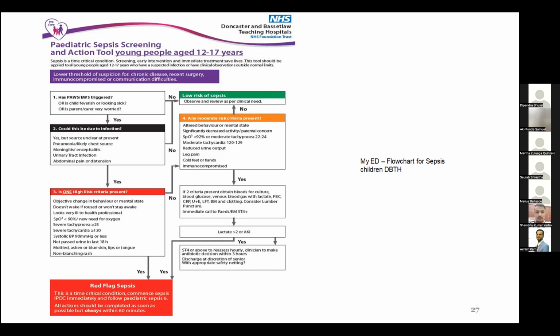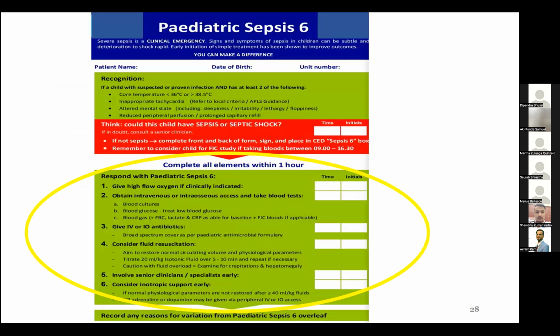So here is the pediatric sepsis 6. It should be completed within 1 hour. The difference here is to consider inotropic support early. Give high-flow oxygen if clinically indicated, aiming for saturation of more than 94%, and obtain intravenous or intraosseous access, because in pediatrics there is intraosseous (IO) access as well. Give antibiotics either IV or IO. Consider fluid resuscitation, involve a senior clinician or specialist early, and consider inotropic support.